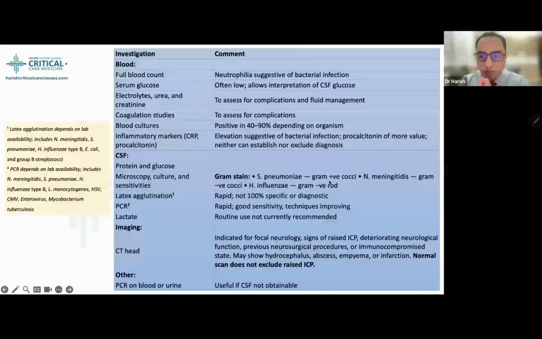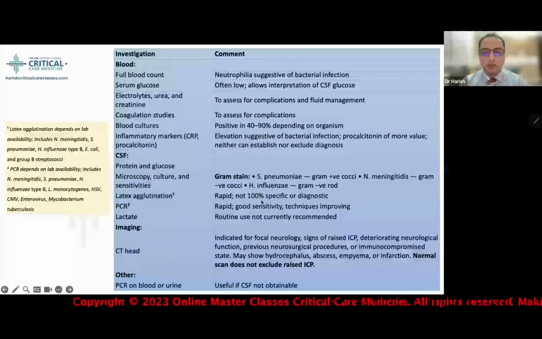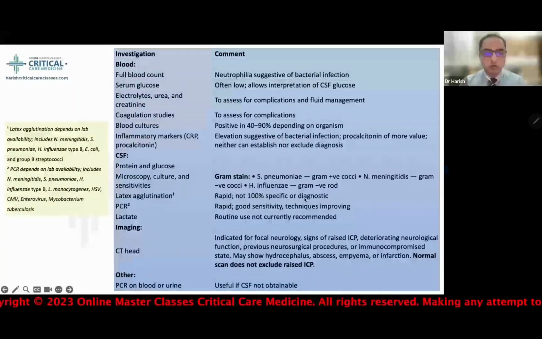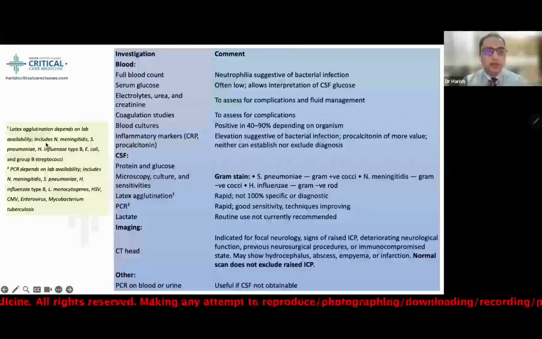So Streptococcus pneumoniae is a gram positive cocci. Neisseria meningitidis is a gram negative cocci. H influenzae, again, is a gram negative rod. Latex agglutination is a rapid test, so it is not 100% specific or diagnostic. It depends upon lab availability, and it helps in Neisseria meningitidis, Streptococcus pneumoniae, Haemophilus influenzae type B, E. coli, and group B streptococci. We can go for the latex agglutination.